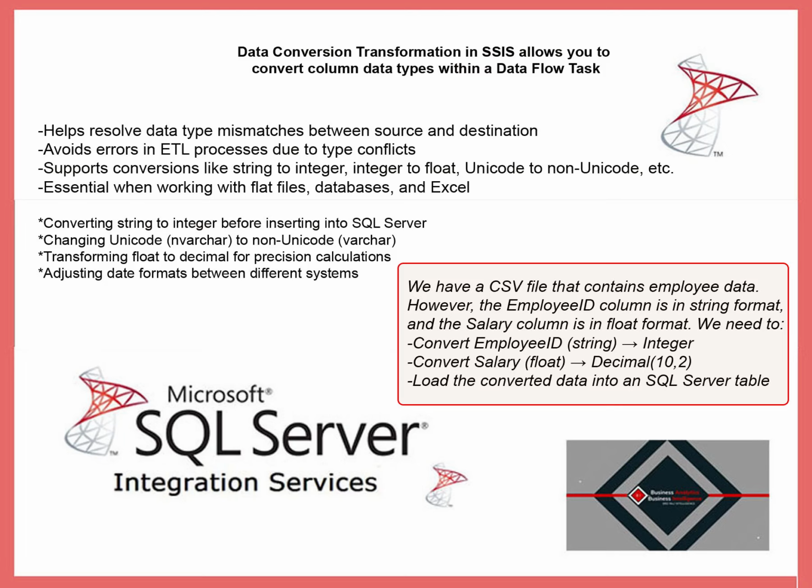So we are going to do an example where we have a CSV file that contains employee data. However, the employee ID column is in string format and the salary column is also in string or float format. You need to change the employee ID to integer. The same way, you need to change the salary to decimal.